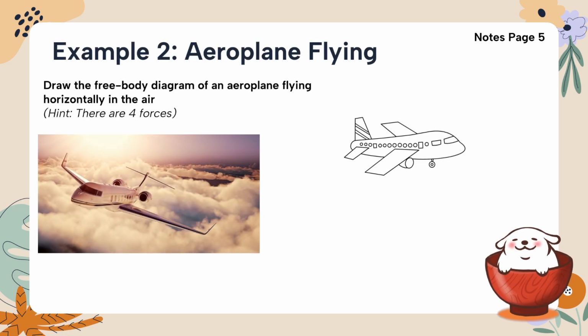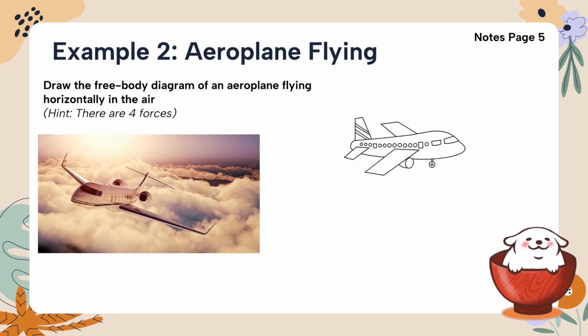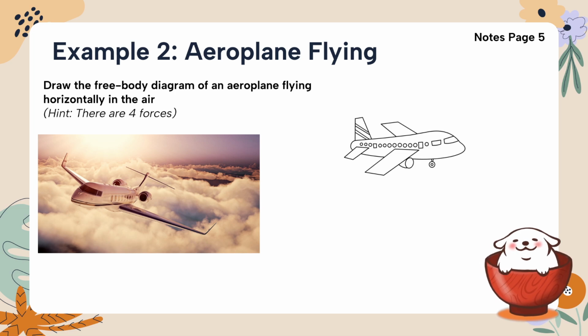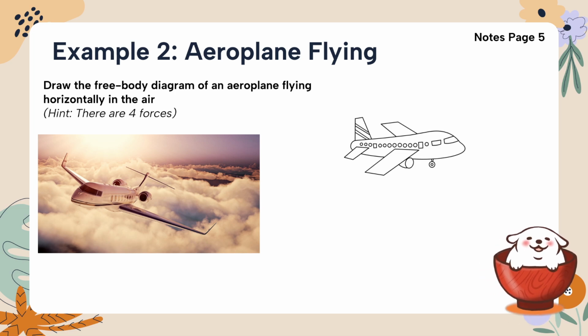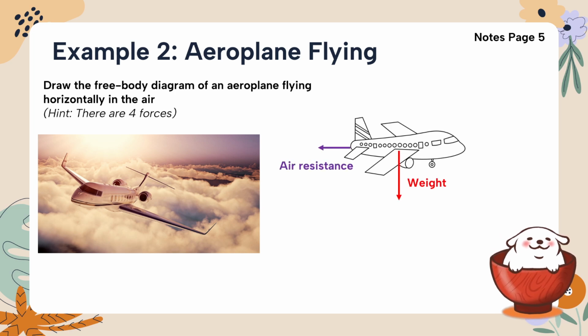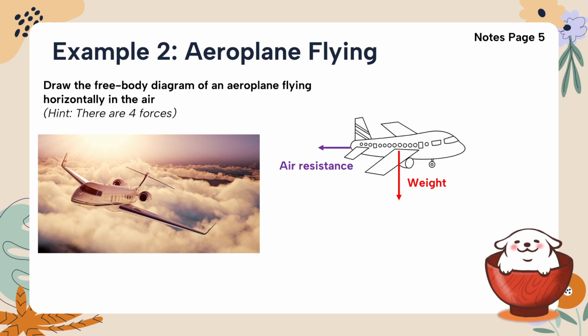Now, we will look at another challenging example of an aeroplane flying horizontally in the air. Okay, stop the video if you need some time to think about the answer, but there's a hint. There are 4 forces present on the aeroplane. Okay, now for the answer. Similar to the previous example, we have weight as well as air resistance. Okay, in this case, the air resistance will be going backwards since it's opposing the plane's forward motion.